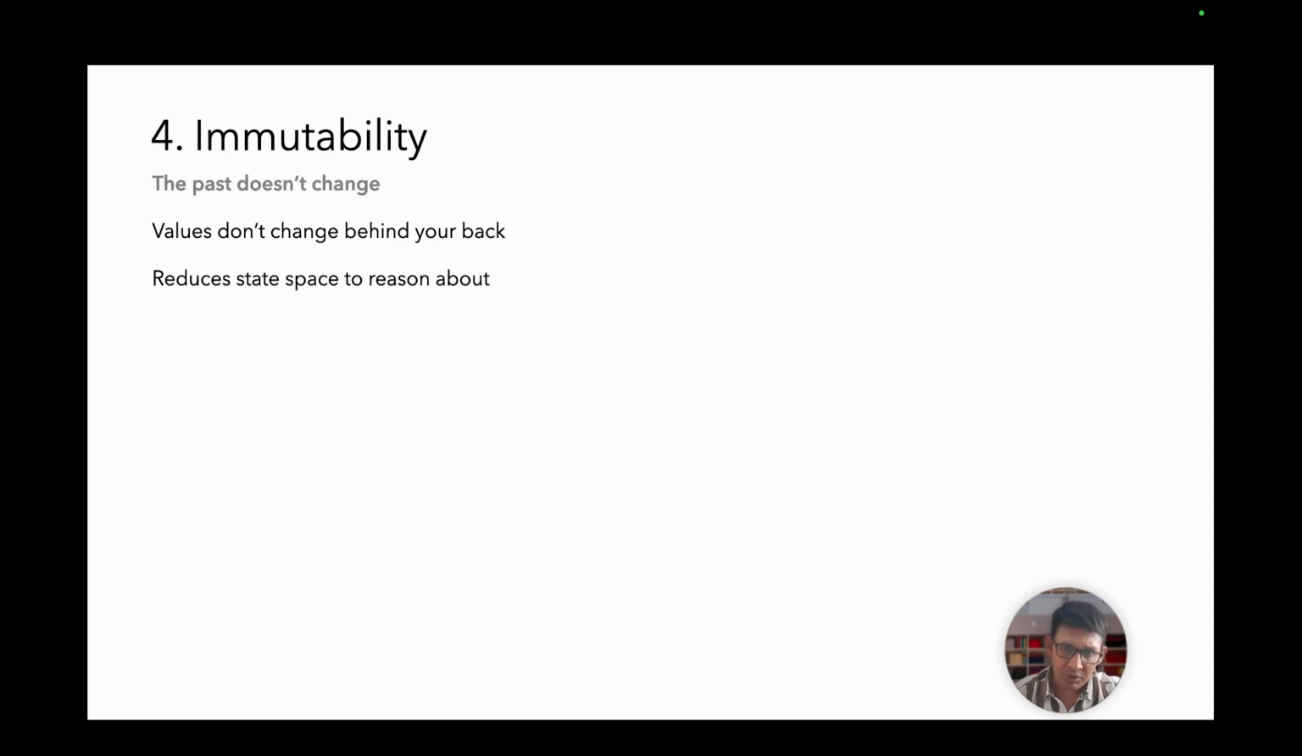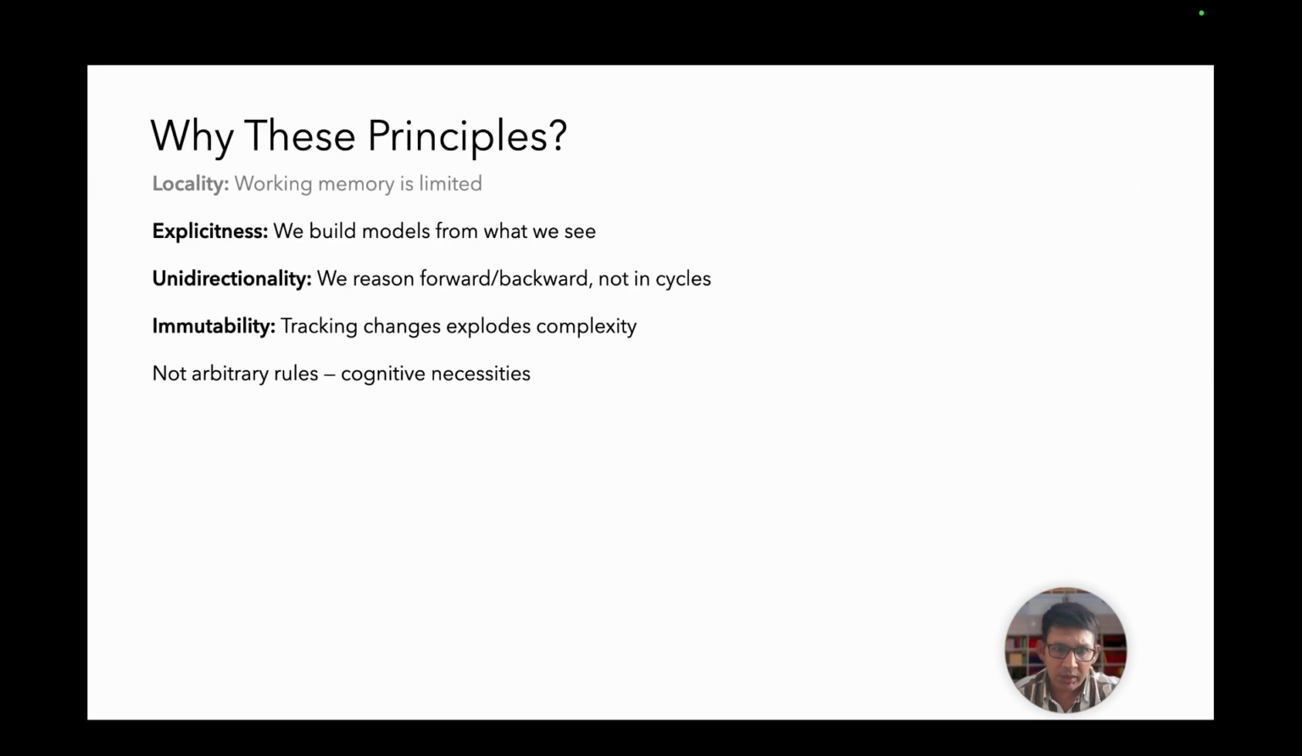Now, these aren't arbitrary rules, they emerge from how reasoning works. Locality works because working memory is limited. Explicitness works because we build mental models from what we can see. Unidirectionality works because we reason causally forward and backward, not in cycles. And immutability works because tracking changing state explodes cognitive complexity. Every violation of these principles makes the system harder to reason about. And harder to reason about here isn't subjective, it's measurable in time to understand, confidence in changes, and defect rates.